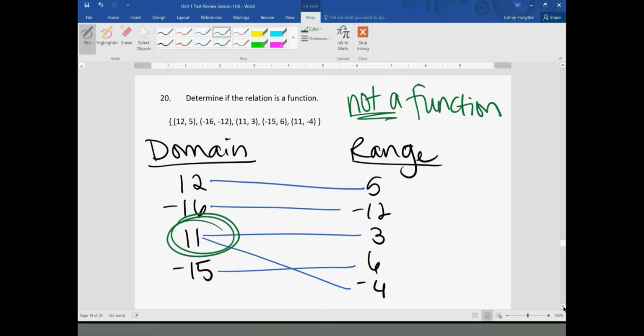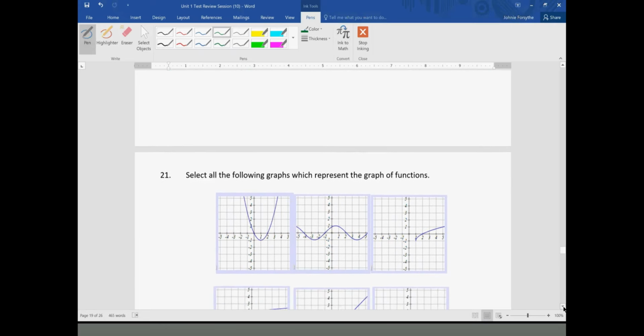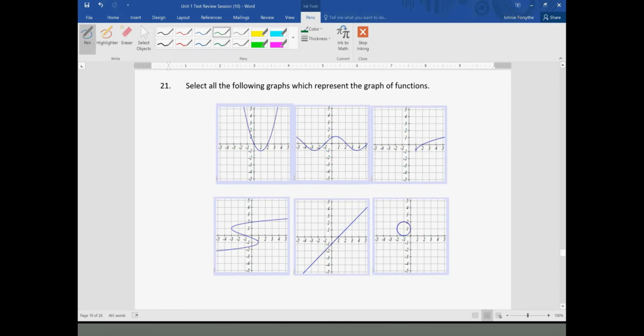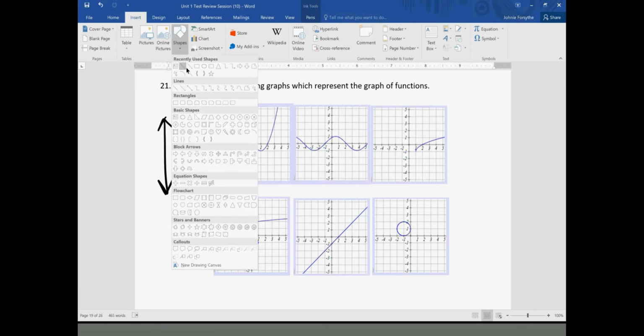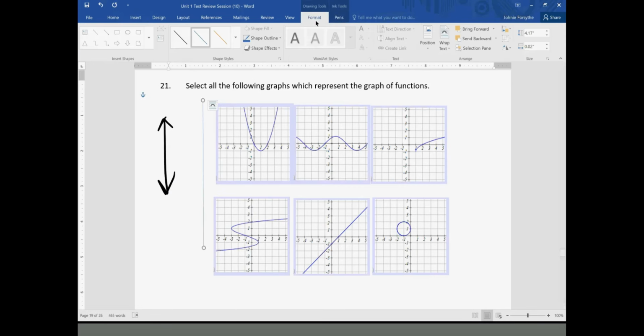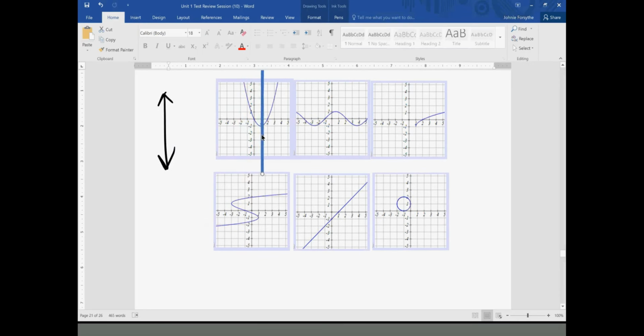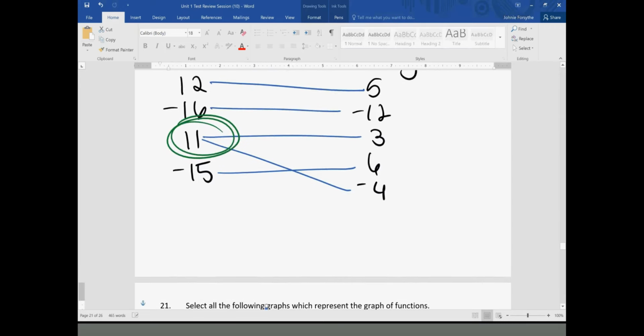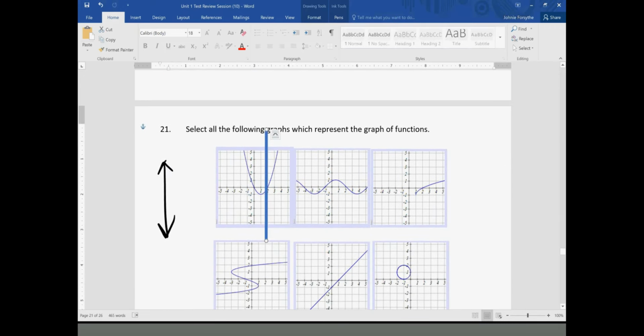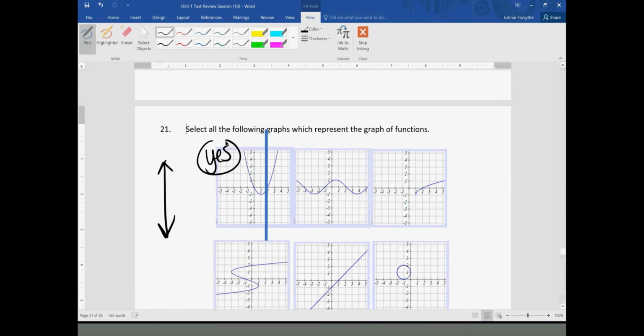All right? Now we're going to look at it on a graph. Select all the following graphs that represent the graph of functions. Graphically, you do what's called the vertical line test. There should never be anywhere on your graph where it crosses a vertical line more than once at the same time. If I draw a nice fat vertical line, there's nowhere when I cross this parabola that it crosses this vertical line twice at one time. So this graph here is a yes. That's a function.